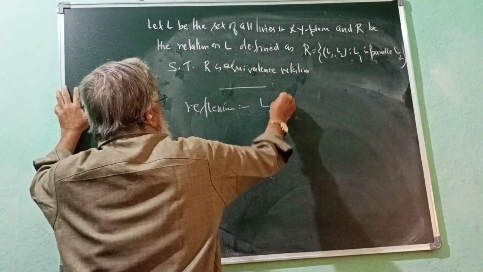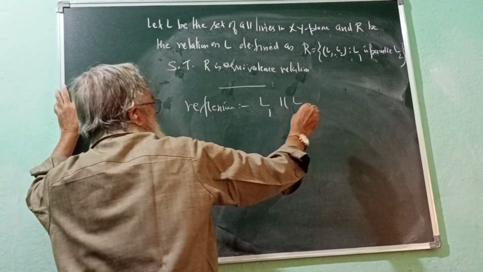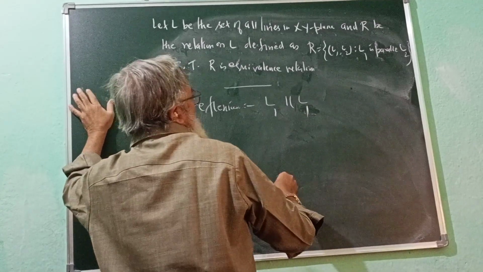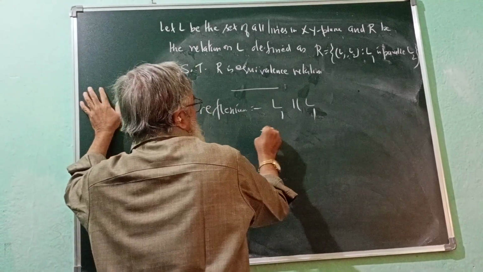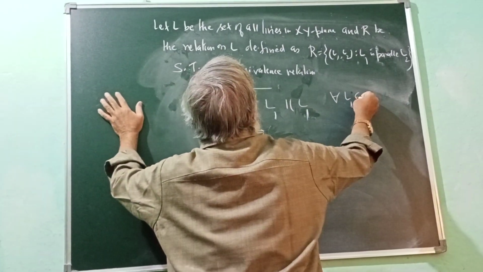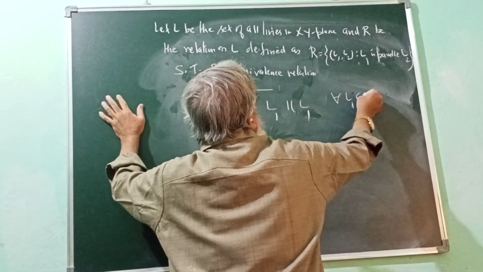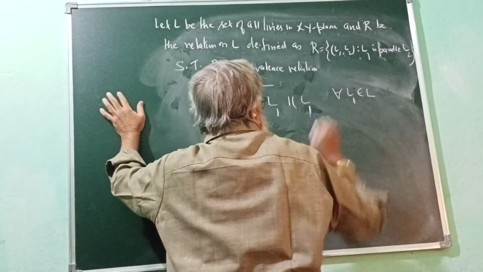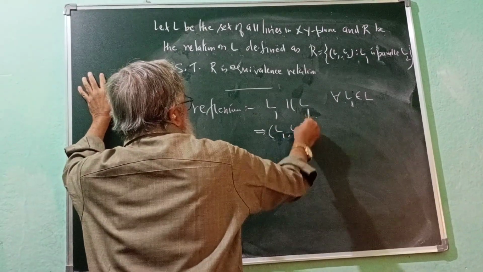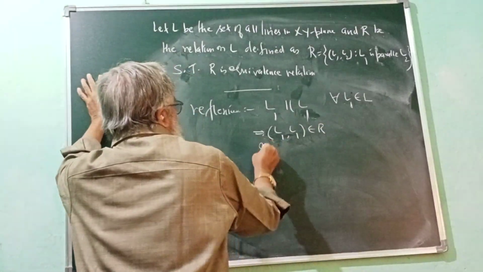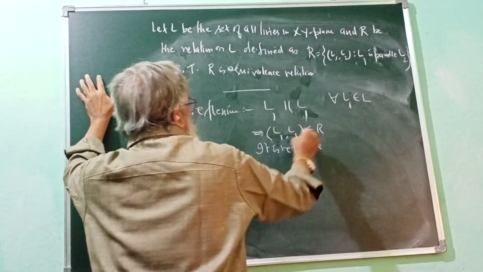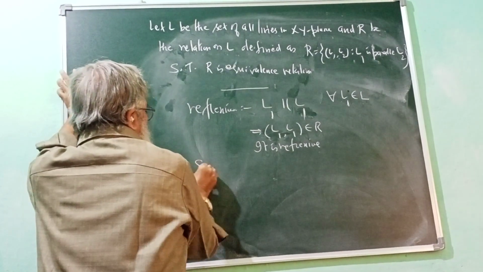line L1 is parallel to L2, and L1 is parallel to L1, for every L1 belonging to the set of lines L. So the ordered pair (L1, L1) belongs to R. It is reflexive. Now check for symmetry.